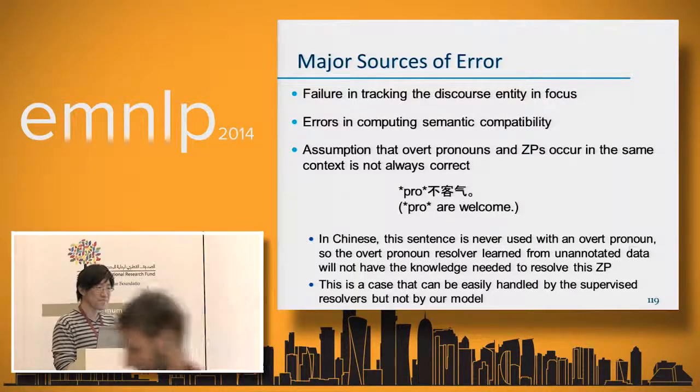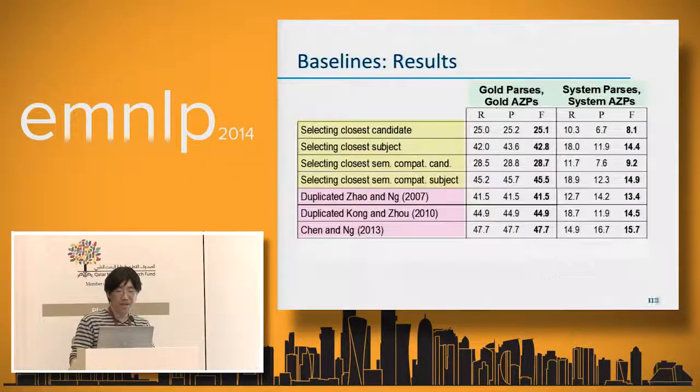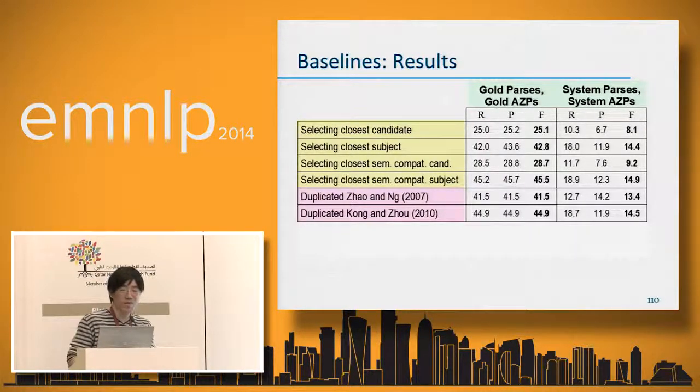Thanks, nice talk. Just a quick question. I suppose this work assumes you have the gold zero pronouns. So are you aware of any work to identify the zero pronouns? Oh, okay. So, if you look at this table, we have 2 columns. One uses gold parsers and gold AZPs, and the other uses system parsers and system AZPs. What that means is that in this rightmost column, we are actually generating results using automatically identified anaphoric zero pronouns. Okay, yeah. Thank you very much.